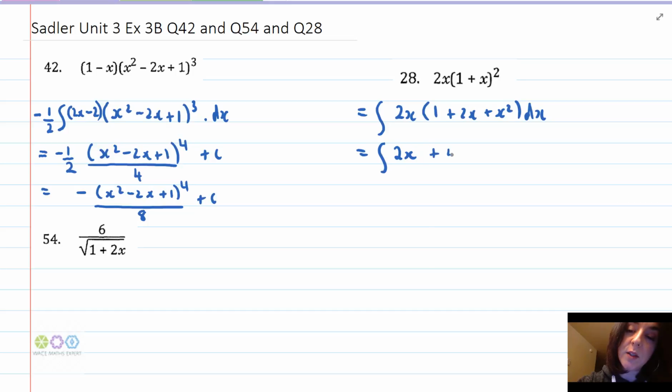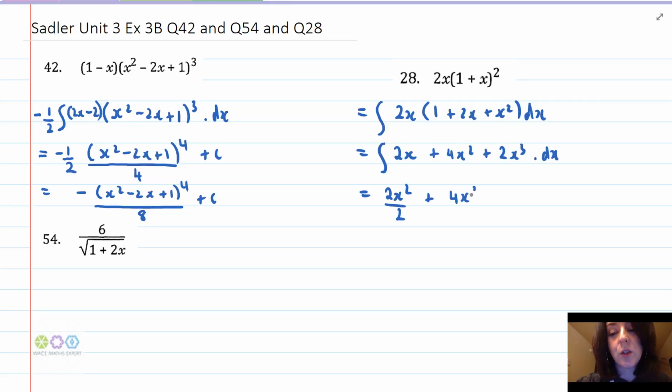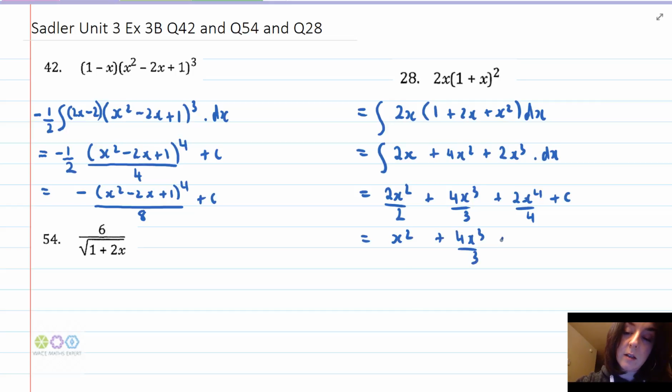So 2x plus 4x squared plus 2x cubed. And now I'll anti-differentiate. So I'll have 2x squared on 2 plus 4x cubed on 3 plus 2x to the 4 on 4 plus c. And we can just simplify that to be x squared plus 4x cubed on 3 plus x to the 4 on 2 plus c.